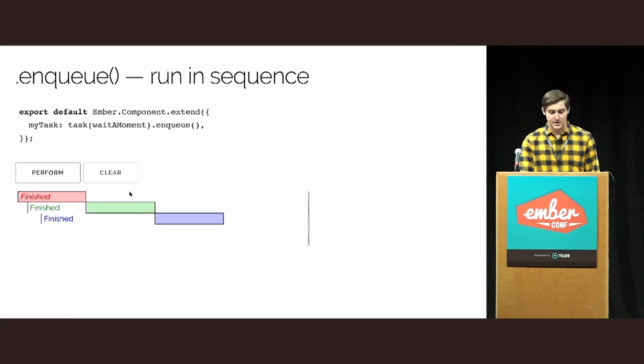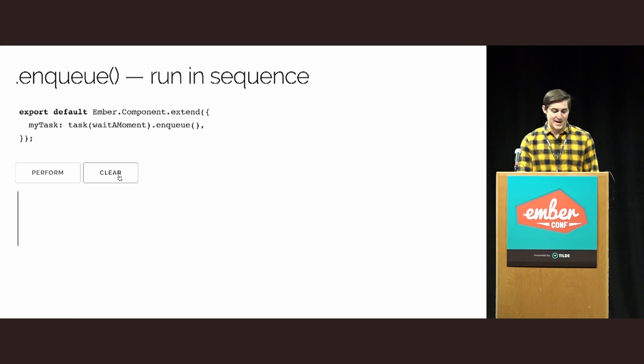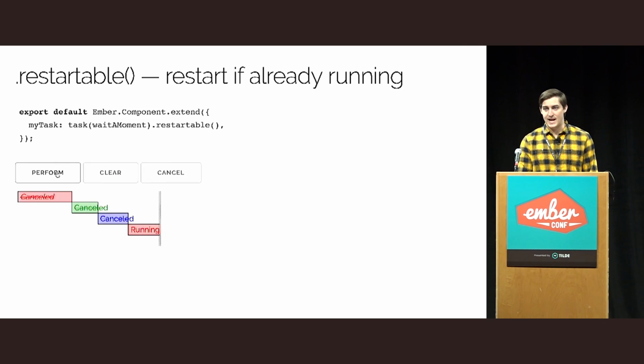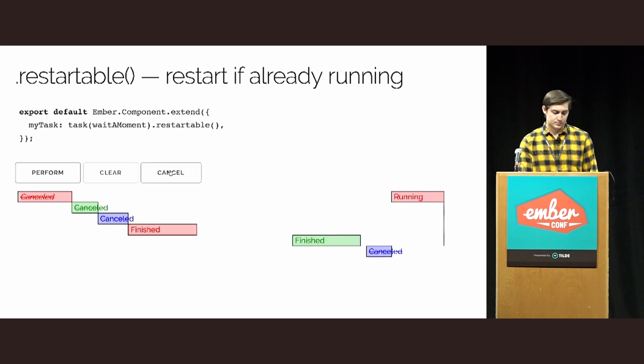I mean, a handful of people do, but it's a little bit too much magic in practice. But the other one that is really common and popular, I think the most popular ones are drop and restartable, and there's one or two more that I'm not going to bring up. But restartable is when a task is already running, if you try and perform it again, it's going to cancel any prior instances, and that makes room for the new one to run, and it runs immediately.